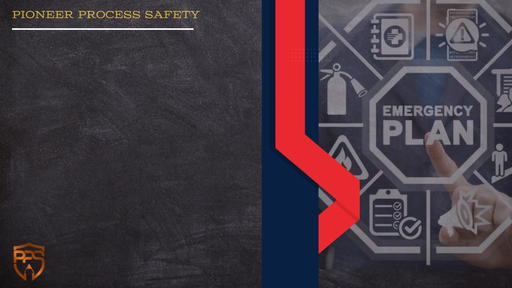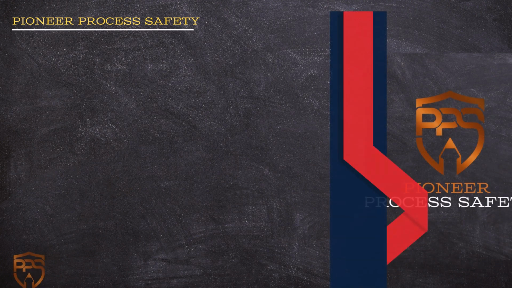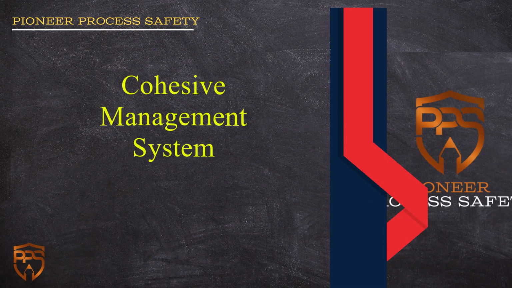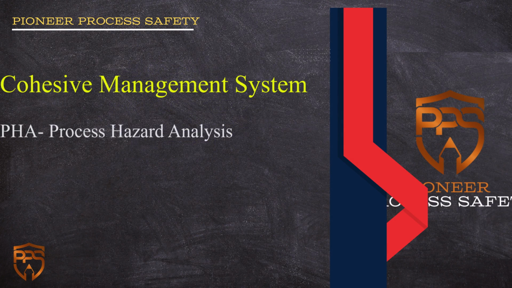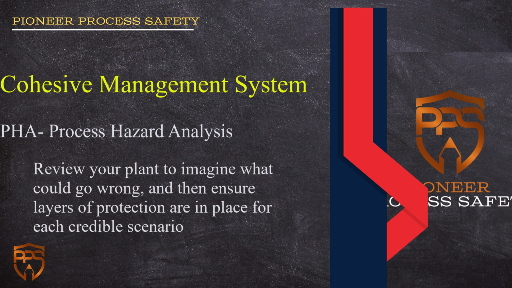PSM ties all these layers together under a cohesive management system. For instance, one of the PSM elements is process hazard analysis, or PHA. That's where you systematically review your plant to imagine what could go wrong and then ensure layers of protection are in place for each credible scenario.